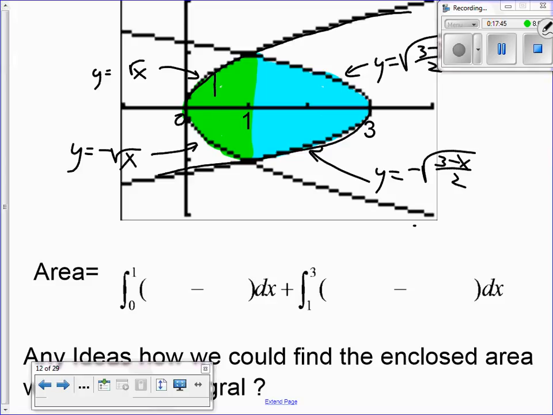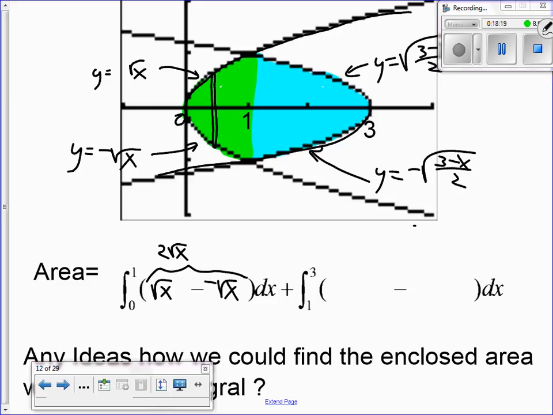If I draw a rectangle in here, a vertical one, the width is dx, but what's y top going to be? Square root of x. And what about minus y bottom? What's y bottom going to be? Negative the square root of x. So the height of these rectangles in this first region is positive square root of x minus a negative square root of x. What is square root of x minus negative square root of x equal?